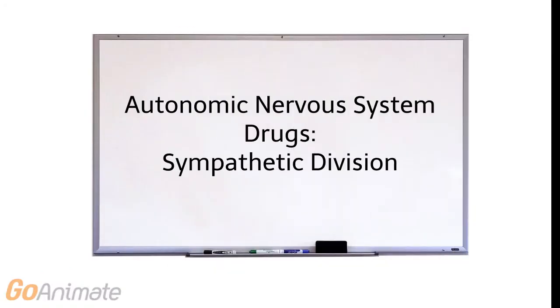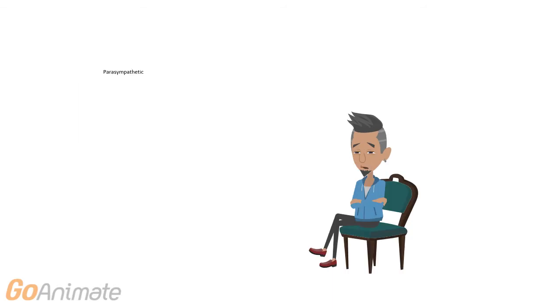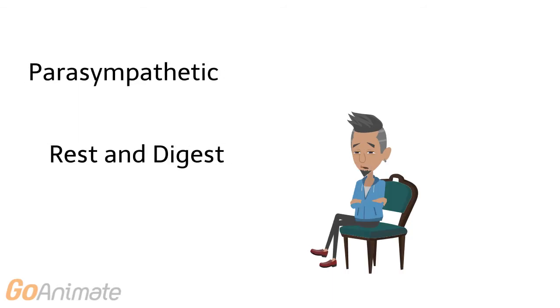Let's learn about autonomic nervous system drugs affecting the sympathetic nervous system. The autonomic nervous system has two divisions. The sympathetic division responds to stress and activates the fight or flight response. The parasympathetic division activates the rest and digest response during non-stressful conditions.